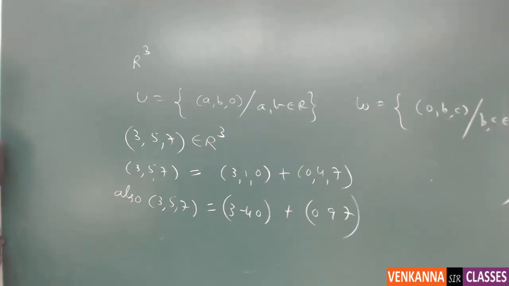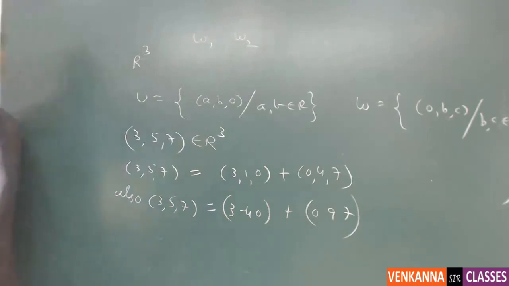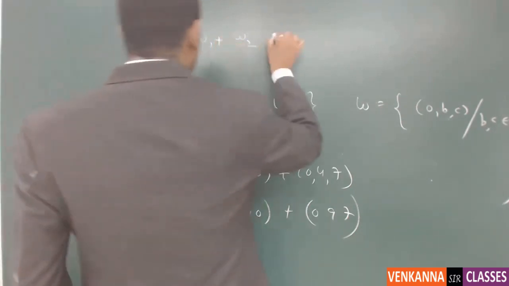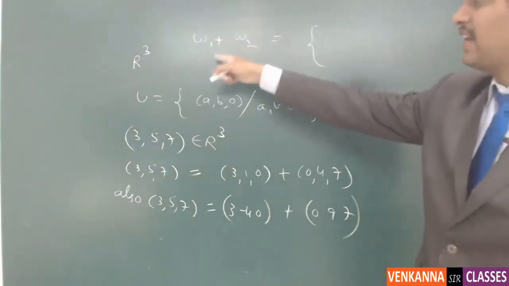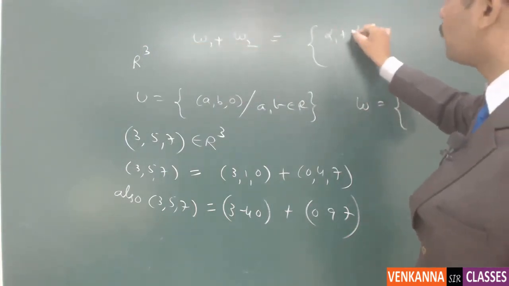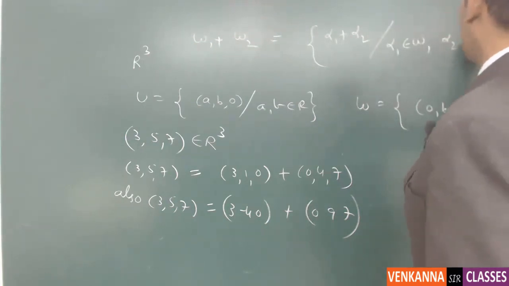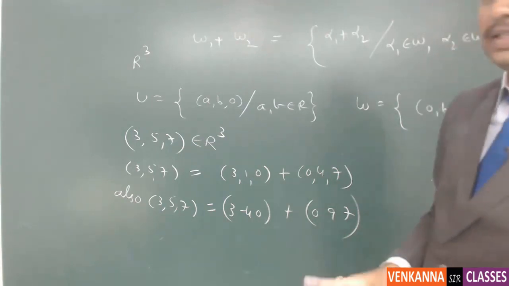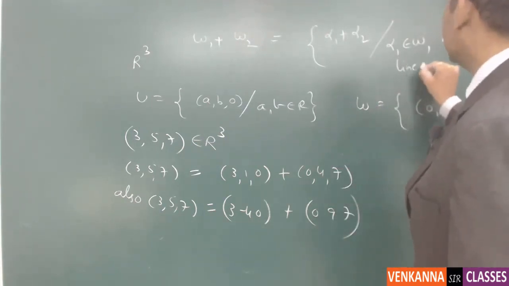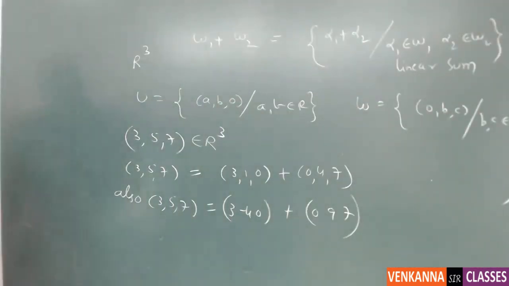In the previous class, we discussed that whenever two subspaces W1 and W2 are given, we define their sum W1 plus W2 as the set where every vector will be of the form sum of two values, where one value belongs to the first set and the other value belongs to the second set. This type of notation we call the linear sum of subspaces. Can you recollect that?